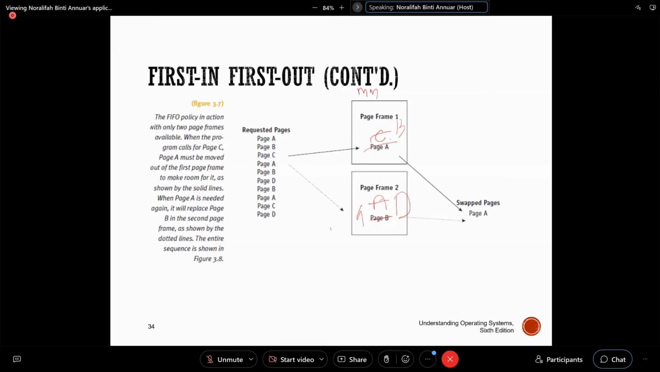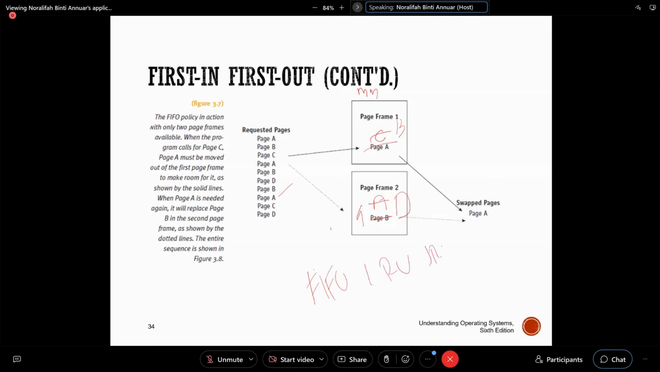Because it's the longest, even though you just referred to it, because you're using FIFO. If you use LRU, then you swap out D. So we take out B, so A can be swapped in. And then continue until the end. Remember, it must follow what algorithm you are using.